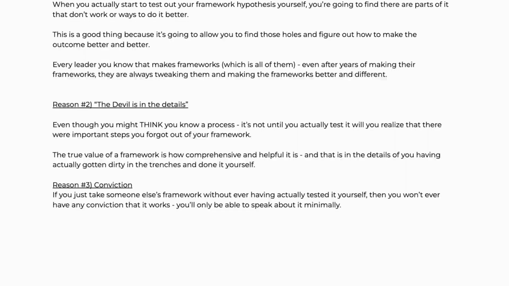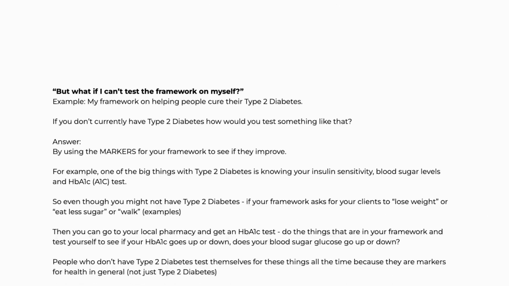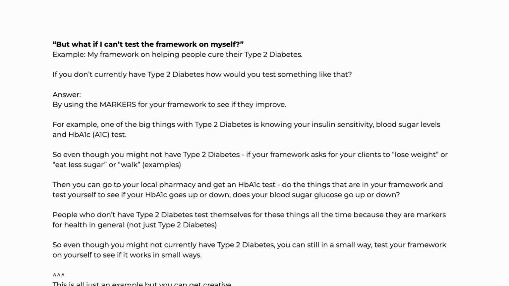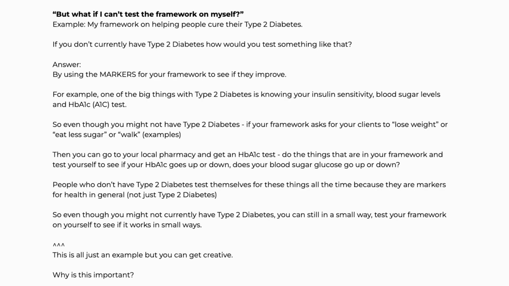And then the other question is, hey, but what if I can't actually test the framework on myself, right? Like some students, they want to help people, let's say, cure type 2 diabetes, but they don't have type 2 diabetes right now, right? So how can you actually test something like that? And the answer to that is by using markers to see if they actually improve.